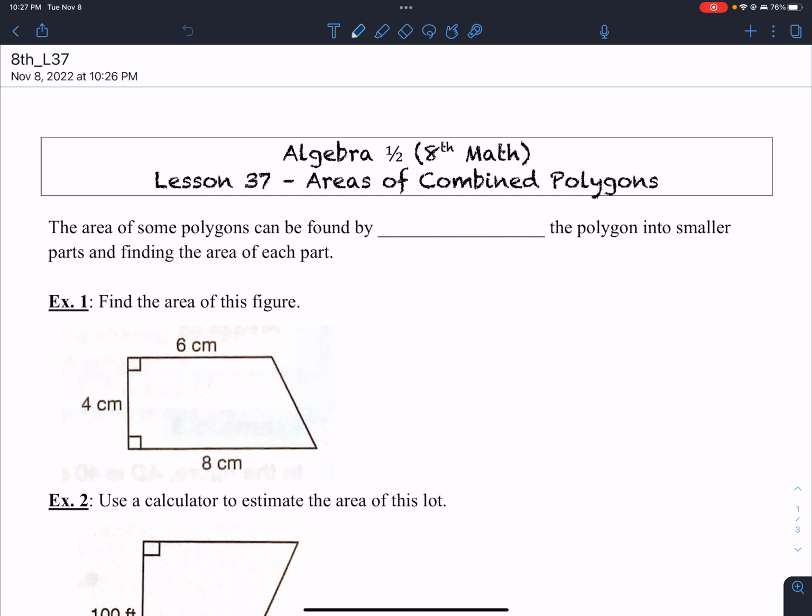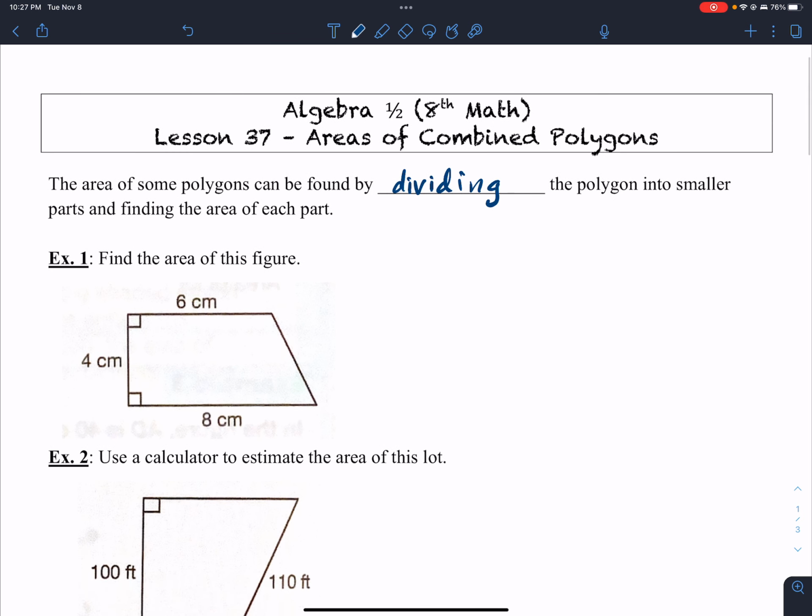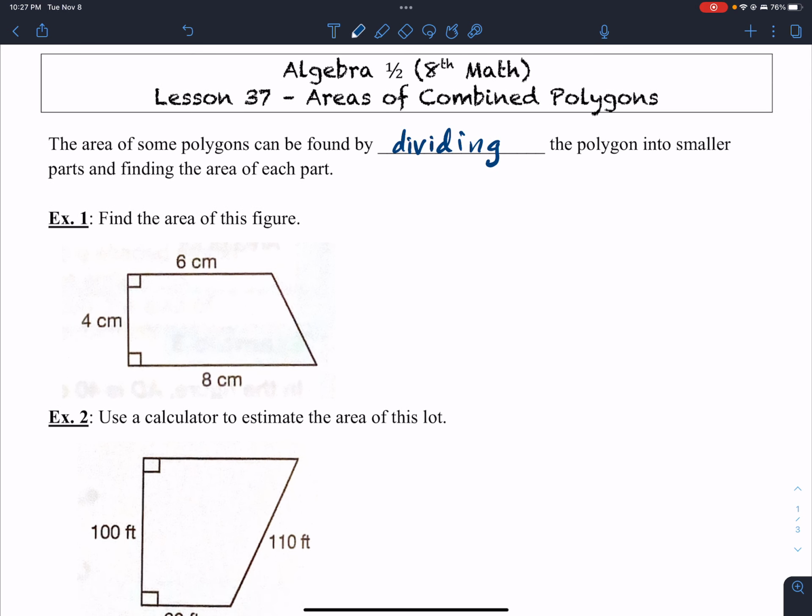To find the area of some of these polygons, what we can do is divide the polygon into smaller parts. Then we find the area of each part and we add them together, right? So at this point, if you need to pause the video so that you can copy down these notes and draw these figures on your page, I recommend you do that, so that you have the figure for your notes and it's detailed. So again, pause now and then come back and watch the video to confirm.